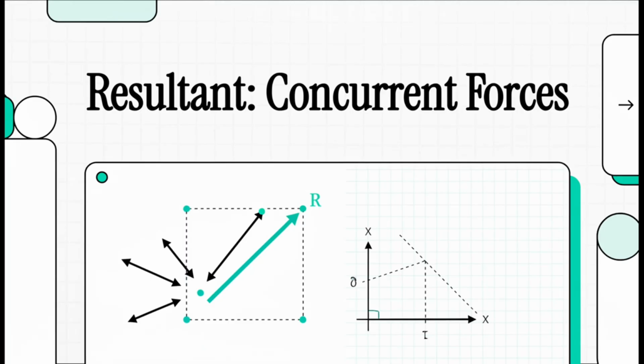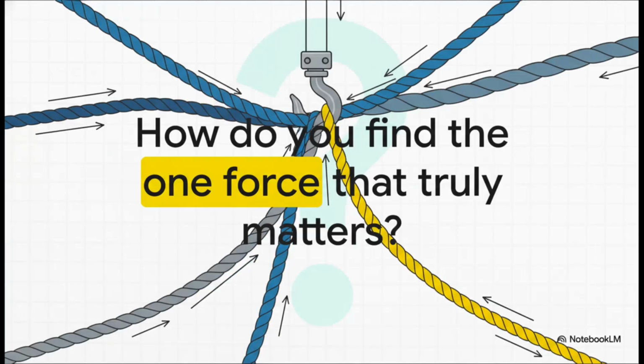Welcome. Today, we're going to tackle a core question in engineering and physics. When you have a whole bunch of different forces all pulling on one spot, how do you figure out their single combined effect? Right. So imagine a tug of war, but with ropes pulling in all sorts of different directions from a single hook. What's the actual total pull, and which way is it really going? Well, that's the exact puzzle we're going to solve today.